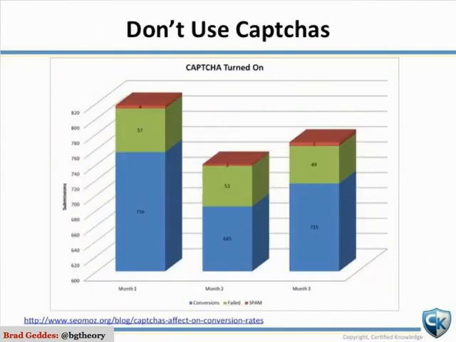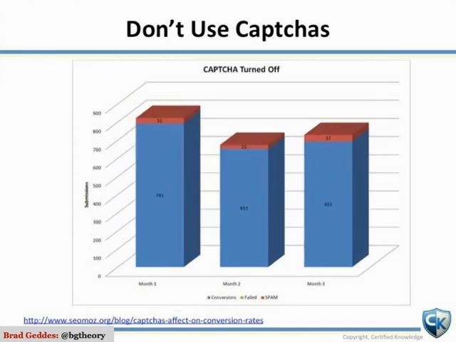Now, captchas are terrible, and this data comes courtesy of SEO Moz. But captchas are bad for forms. They don't stop spam. Well, they stop a little bit of spam. They stop conversions a lot. So here's a test that was run where there was a captcha on the page. In blue is the conversions, green is the failed conversions due to captchas, and red's the spam. So a lot of failures, but not very much spam. When you remove the captchas, yeah, you get a little more spam. You get a whole lot more conversions.